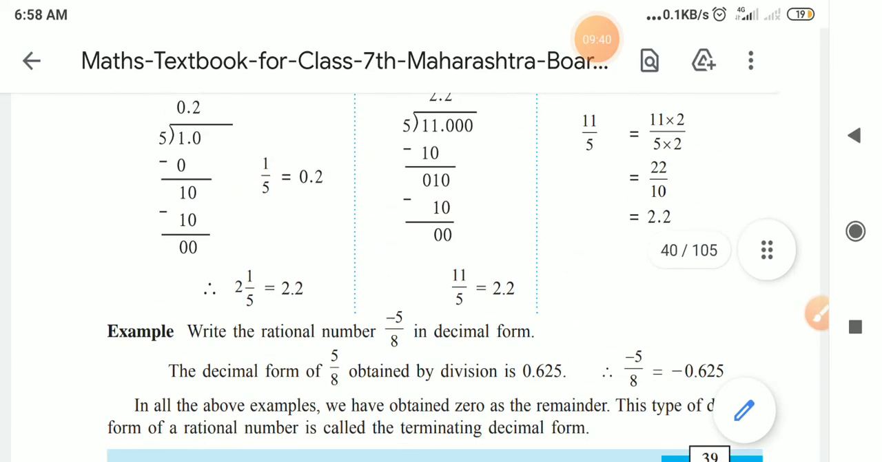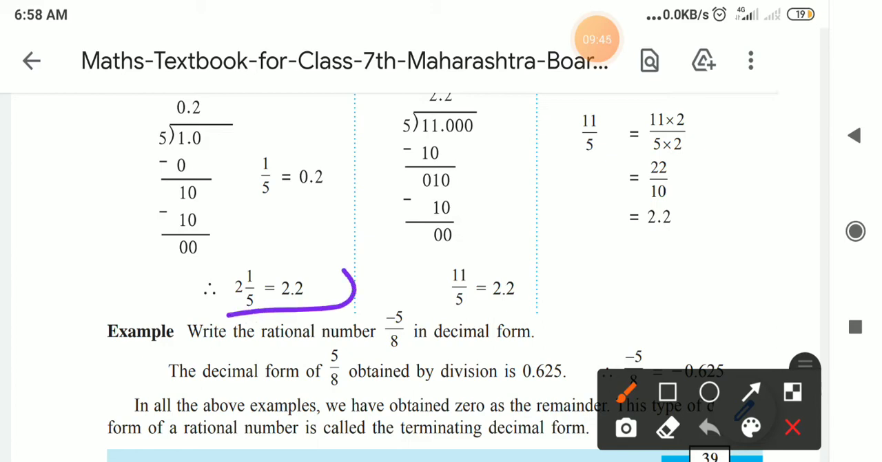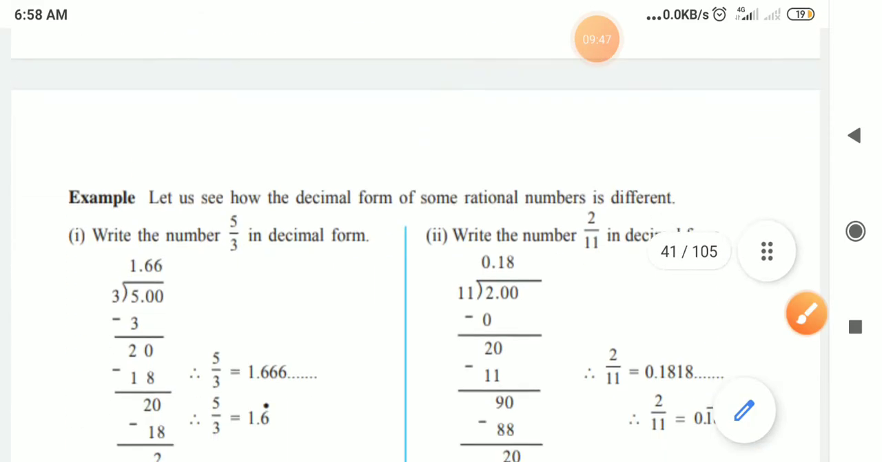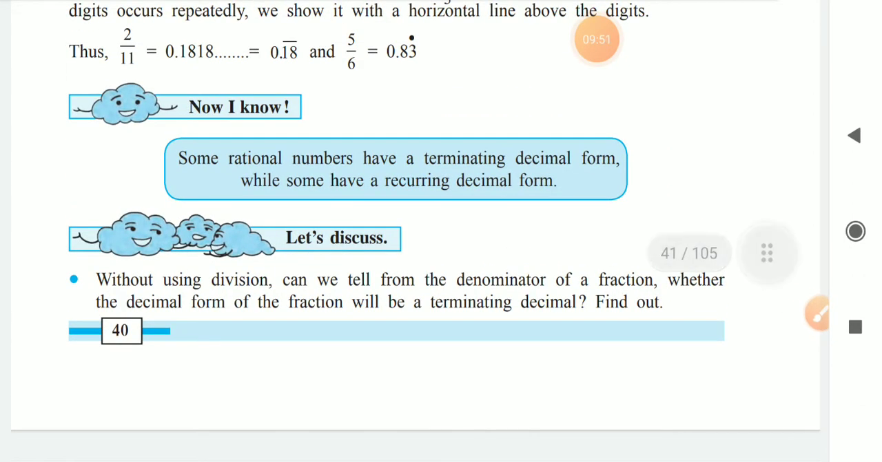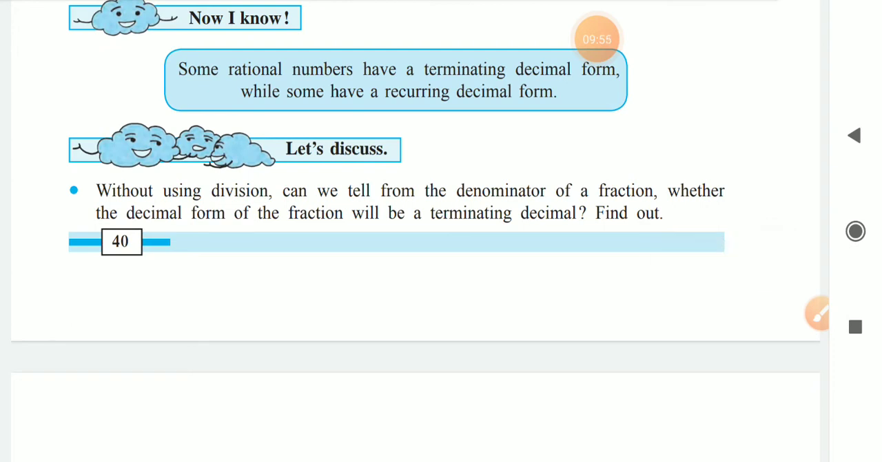And some examples here, for example 2 integer 1 upon 5, and such a type of example is called terminating, and this other one is recurring.